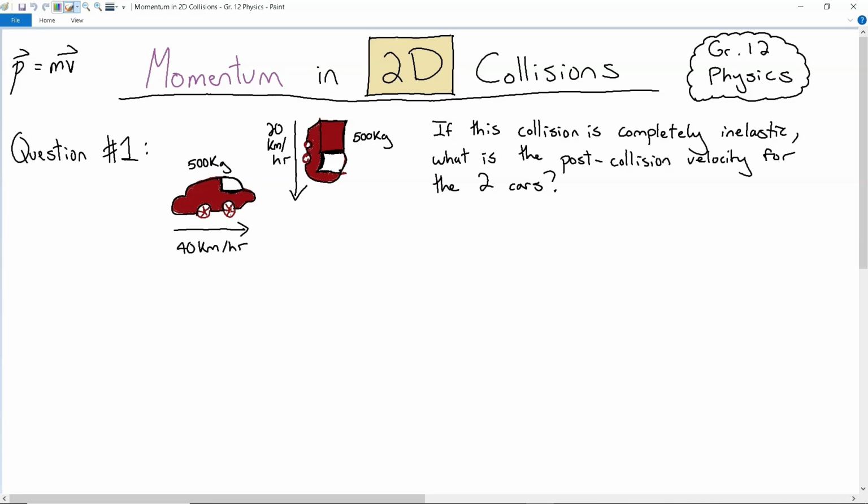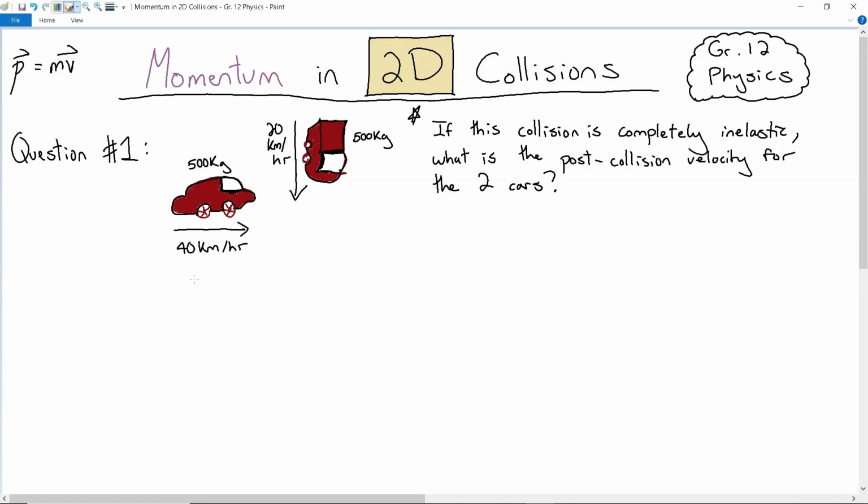We have two horrendous drawings of cars, and I apologize for that. I was never an artist. But anyways, we have one car that weighs 500 kilos going 40 kilometers per hour east, and we have another car that also weighs 500 kilos going 20 kilometers an hour south. And we're given a bit more info here. If this collision is completely inelastic, what is the post-collision velocity for the two cars?